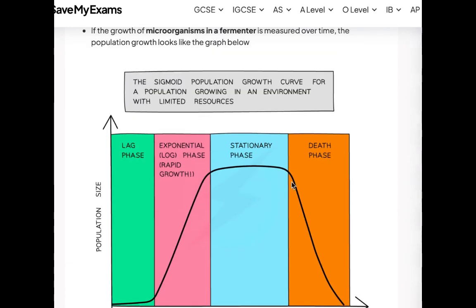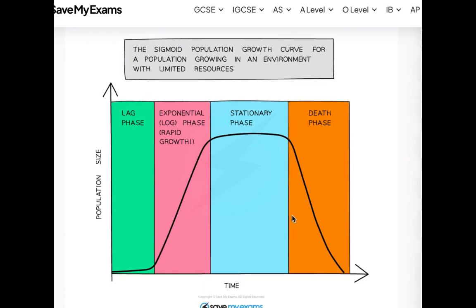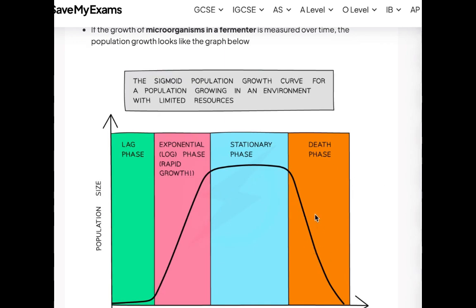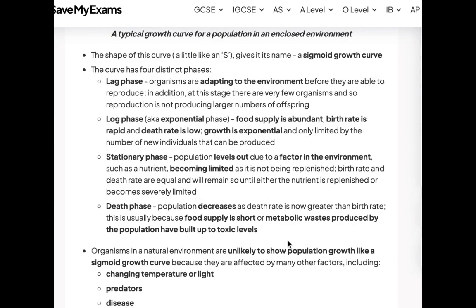Then the last phase is called the death phase. In the death phase, population decreases as the death rate is now greater than the birth rate. The death rate is now greater than the birth rate. So the population will decrease tremendously.